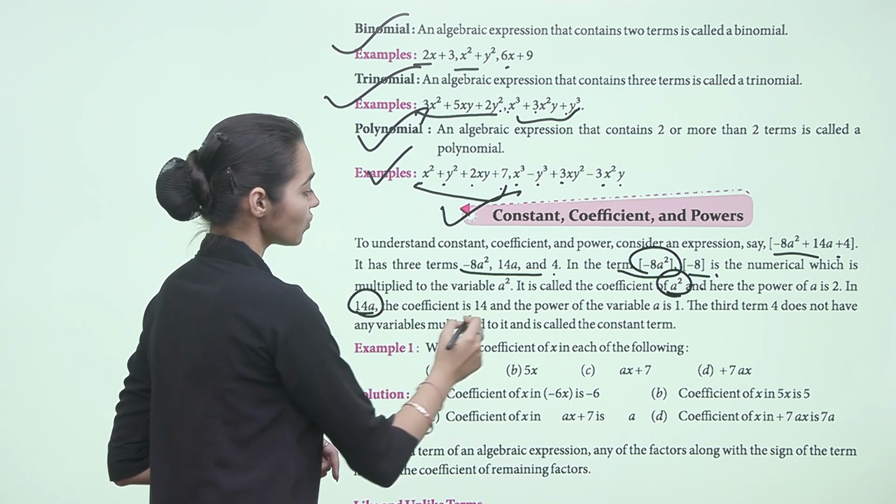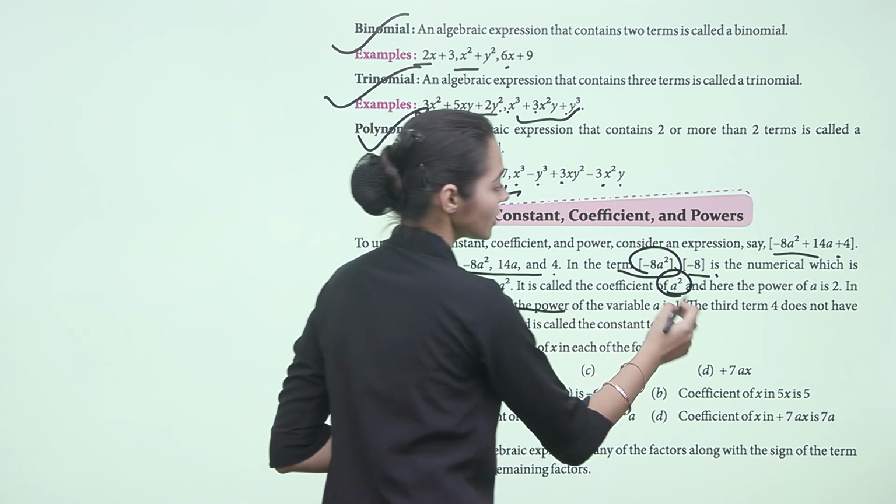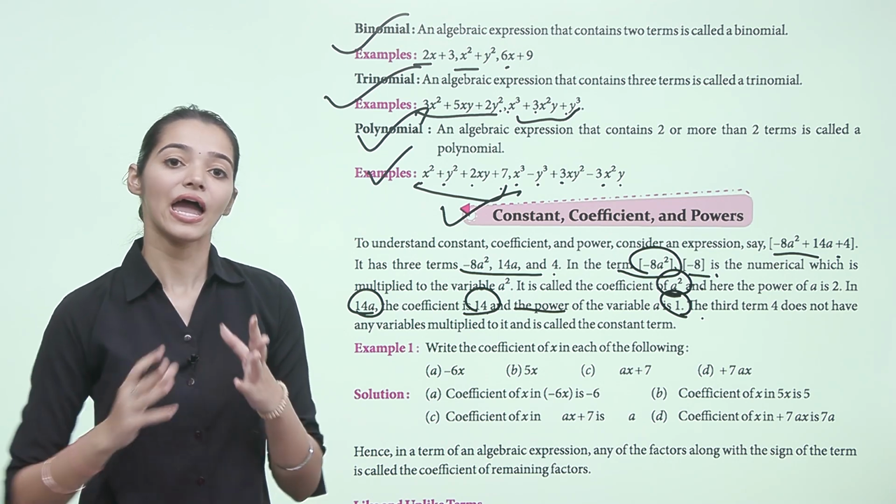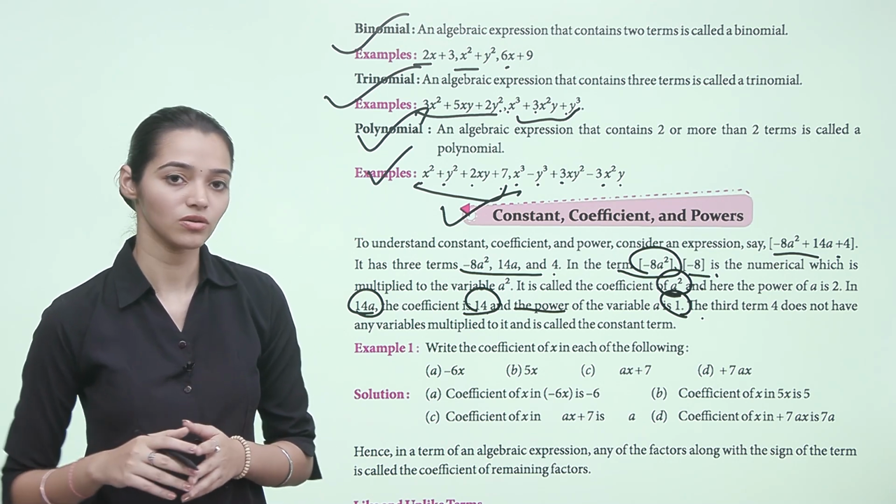Now in 14a the coefficient is 14 and the power of variable a is 1, and the third term 4 does not have any variable multiplied to it and is called the constant term.